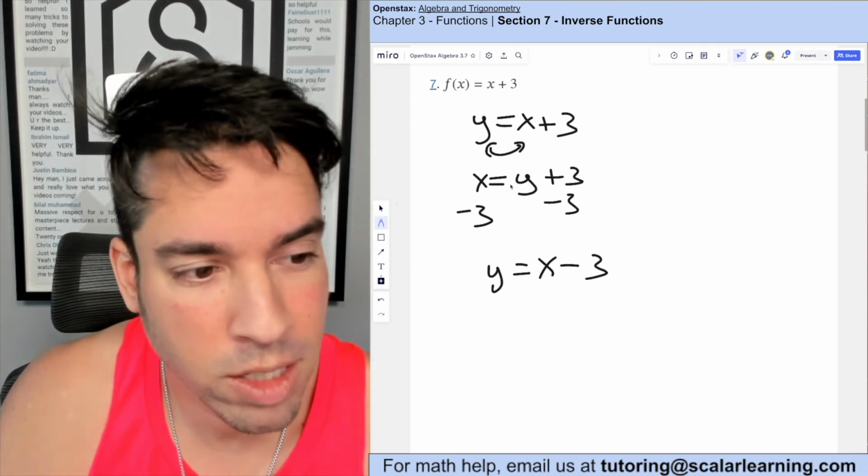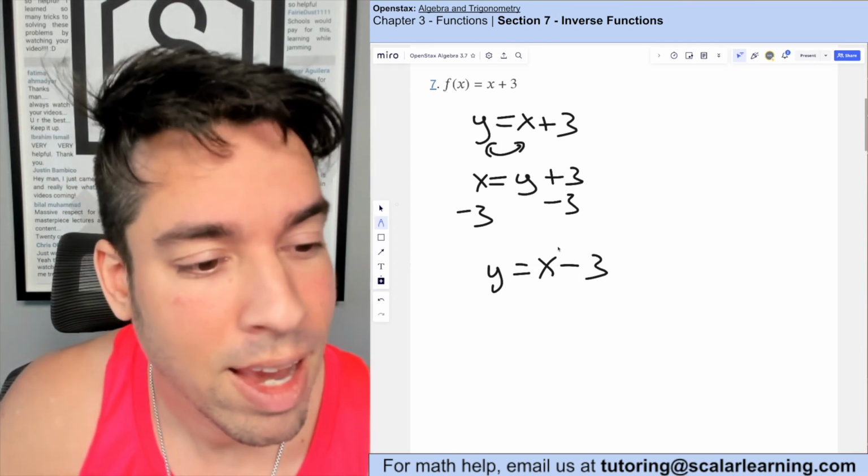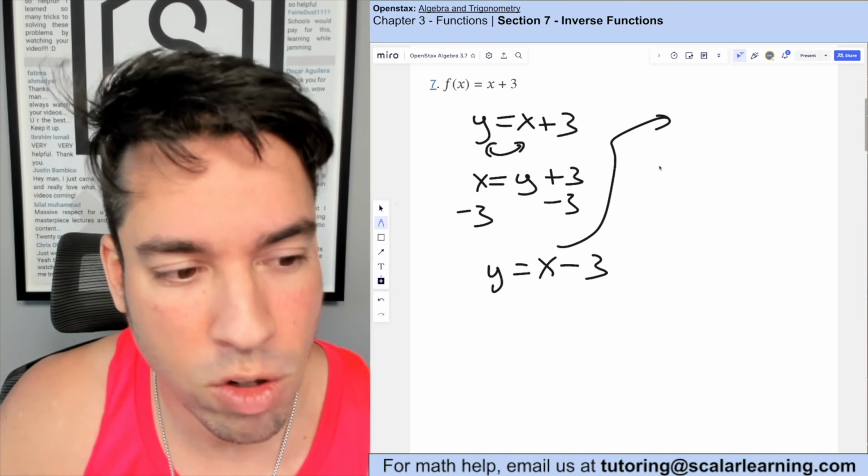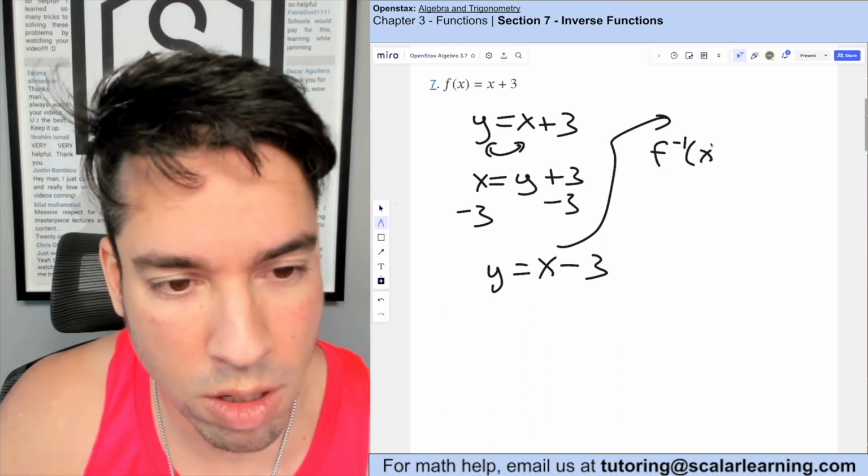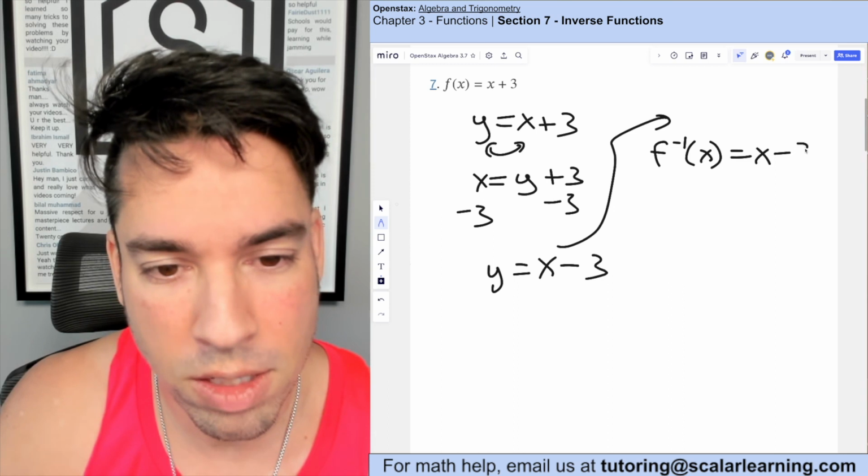It was going to be x minus 3 equals y. We swapped it, no big deal. And then this is the inverse. So to write it correctly, it's f of -1 of x equals x minus 3.